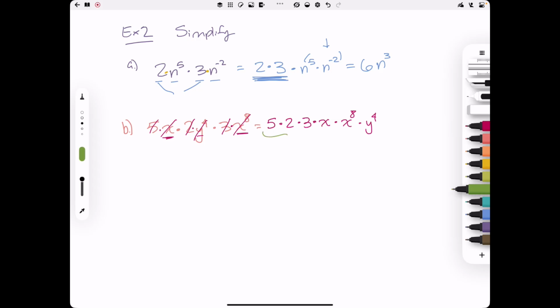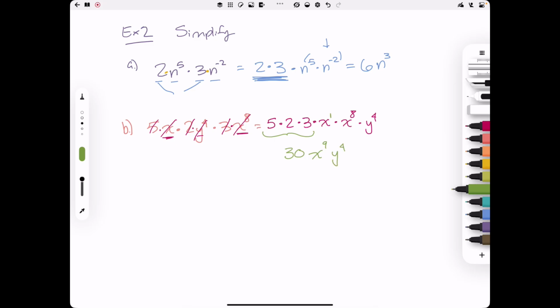Now you do the numbers. Okay, 5 times 2 is 10, times 3, 30. Perfect. 30 times, then what? x to the 9th. Why is it x to the 9th? Because there's another x times x. Yeah, there's a 1 here that doesn't have to be written. We're not allowed to forget about that, though. And then what? Times y to the 4th.